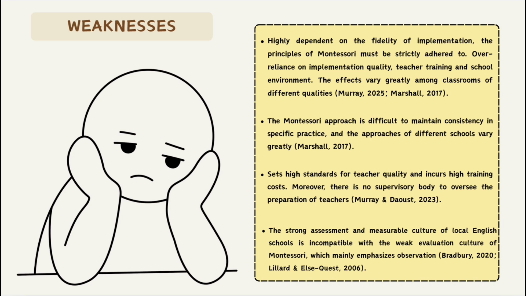It highly depends on the fidelity of implementation, and the Montessori method is difficult to maintain consistency in spatial practice, and the approaches of different schools vary greatly. It sets high standards for teacher quality and makes high training costs. It is not suitable for the England education system because the strong assessment and measurable culture of local English schools is incompatible with the weak evaluation culture of Montessori.